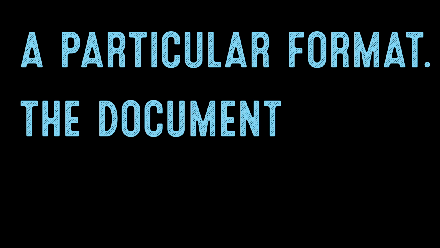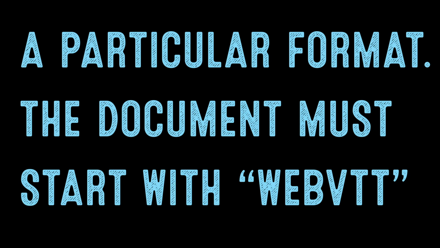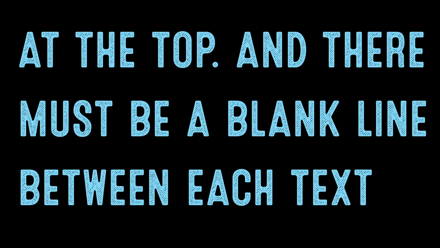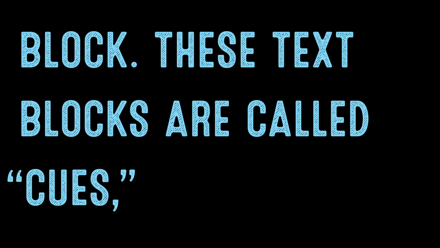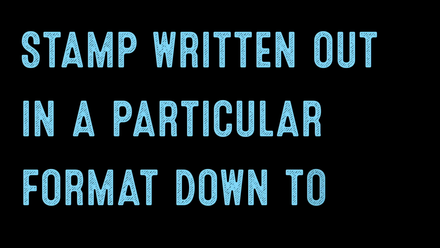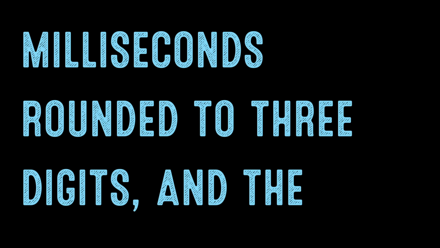particular format. The document must start with "WebVTT" at the top, and there must be a blank line in between each text block. These text blocks are called cues, and they consist of an optional cue identifier, a timestamp written out in a particular format, down to the milliseconds rounded to 3 digits, and the caption text.